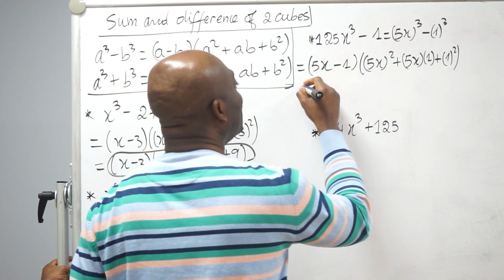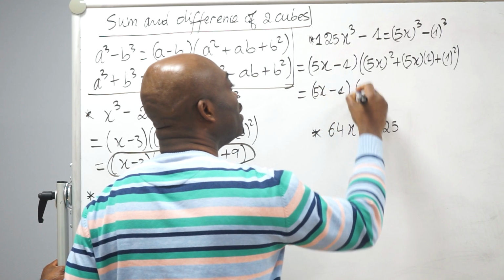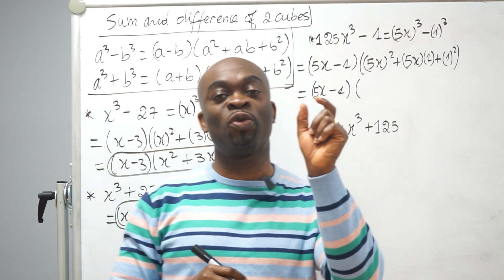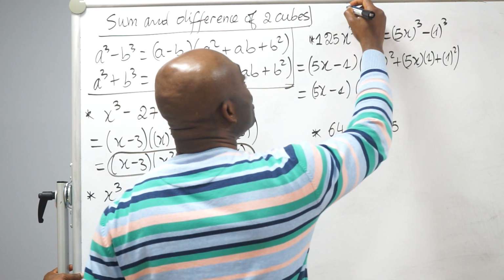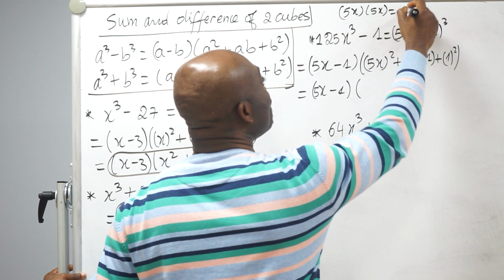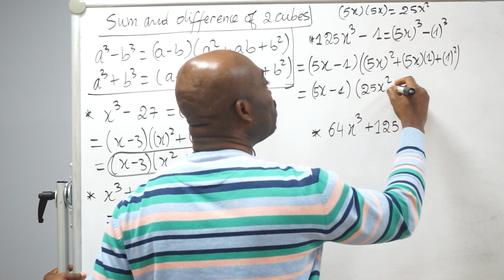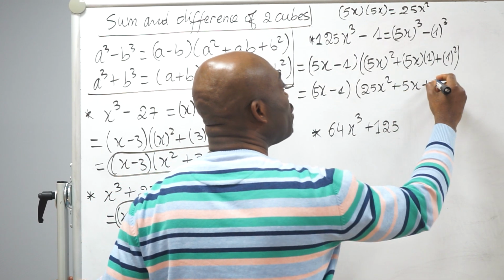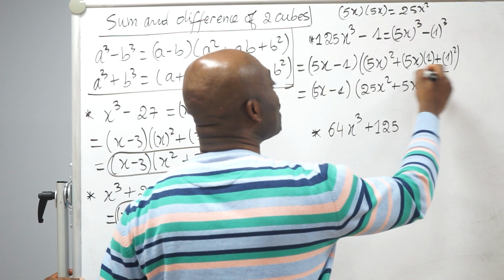Okay? So this then is going to give us 5x minus 1 times, with the parentheses, 5x squared. So what does that give us? That means you're doing 5x times 5x, which is going to give you 25x squared, right? It's 25x squared here. And then plus 5x times 1 is going to give us what? 5x. And 1 squared will give us 1 because it's 1 times 1. And then you are done in this one as well. Finished.